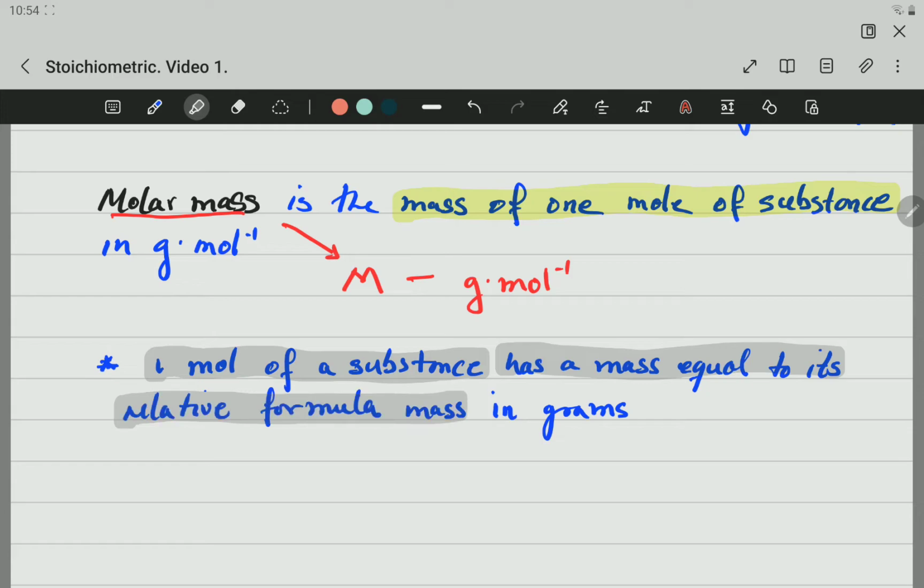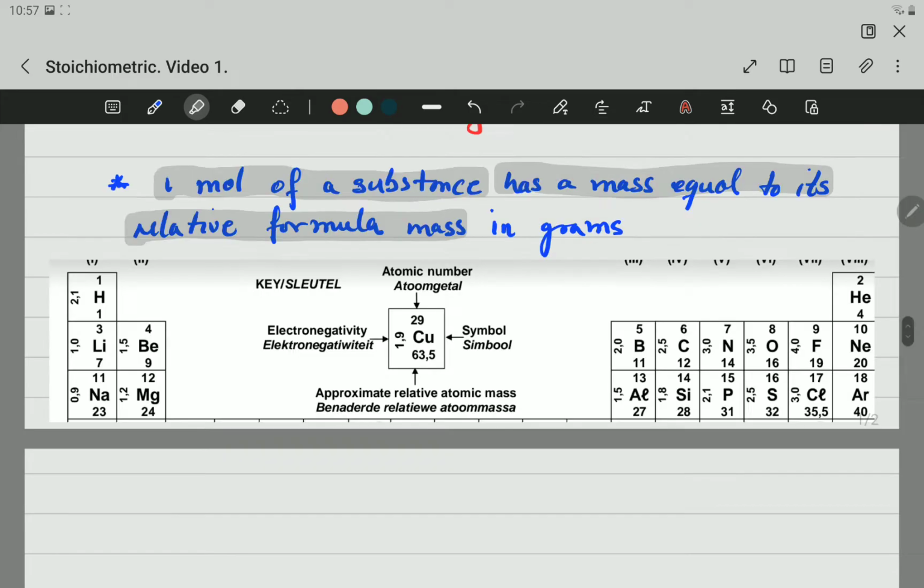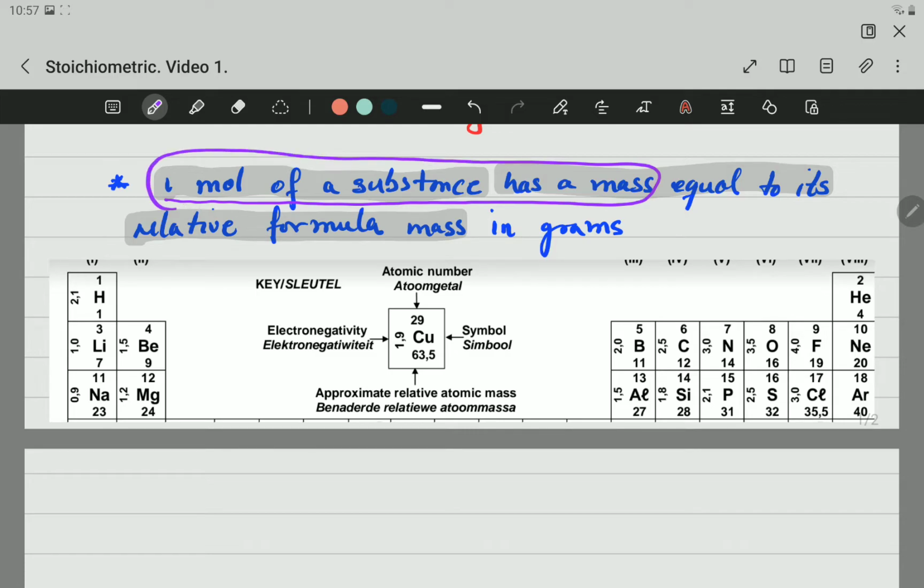In other words, the molar mass of a substance is equal to the relative formula mass, and that is the mass that is going to be given in the periodic table. For example, for you to understand this quickly: 1 mole of a substance has a mass. This is what we're referring to as molar mass. So molar mass is equal to its relative formula mass.